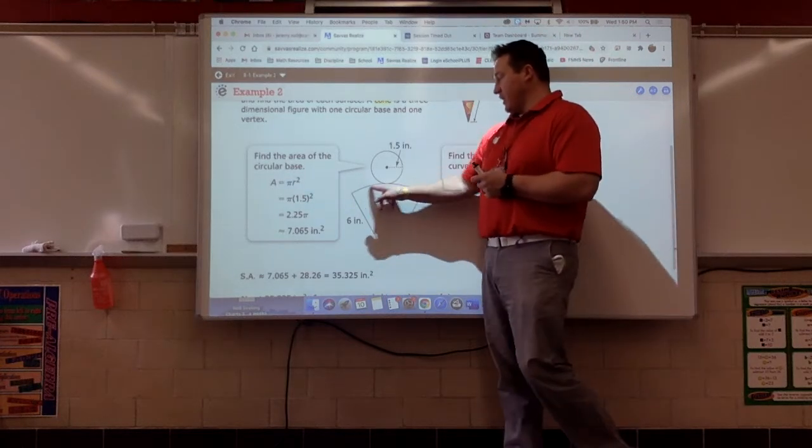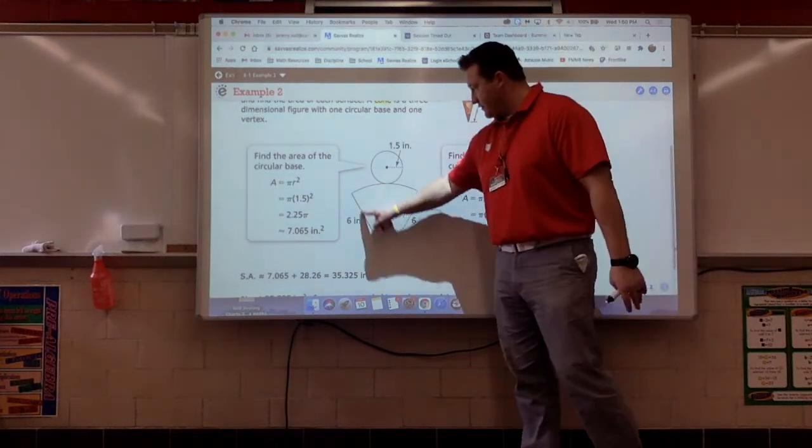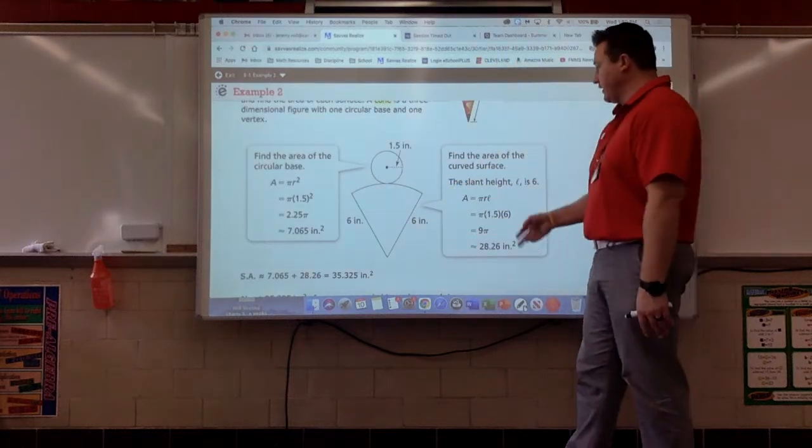Now, the pizza shape. I don't even know. Does this have a technical name for it, Mr. Knoll? He's going to look that up. If it does, we'll figure it out.